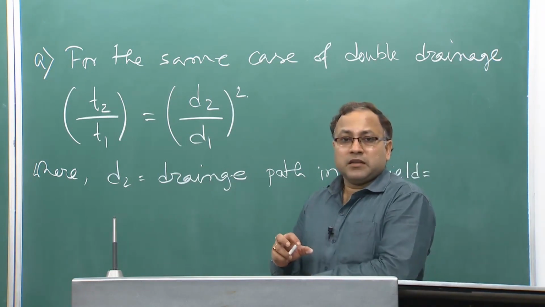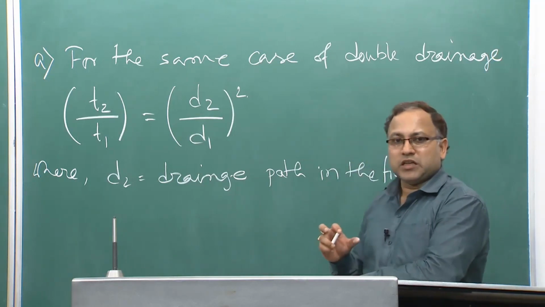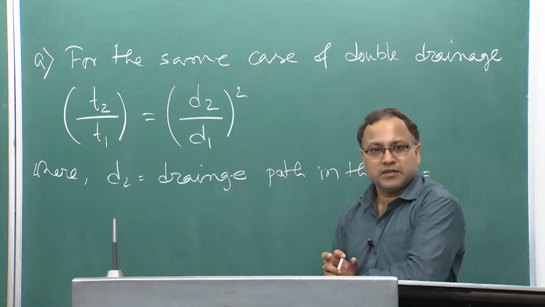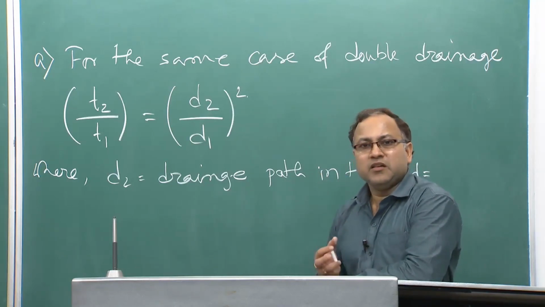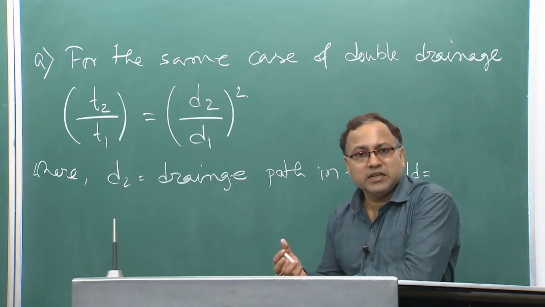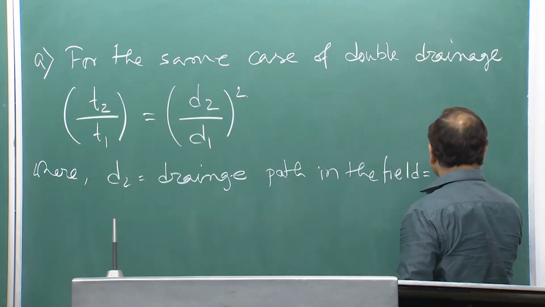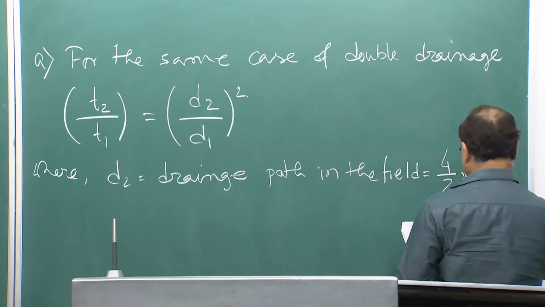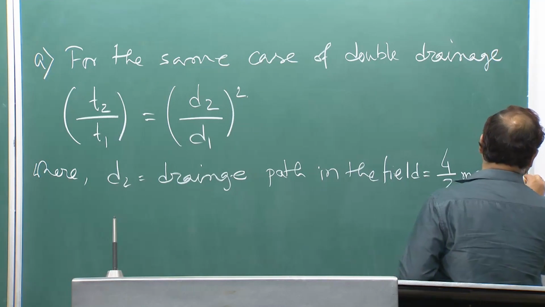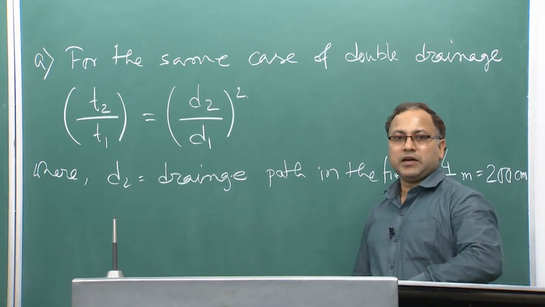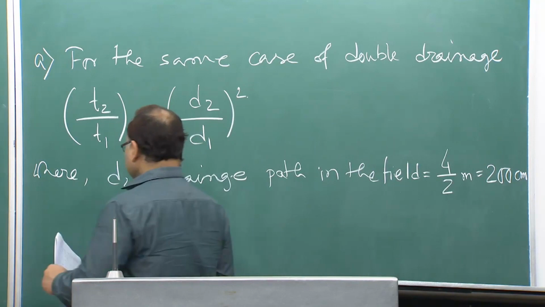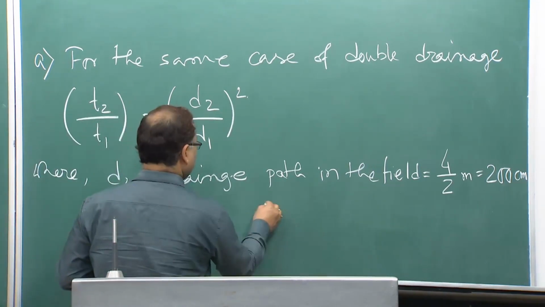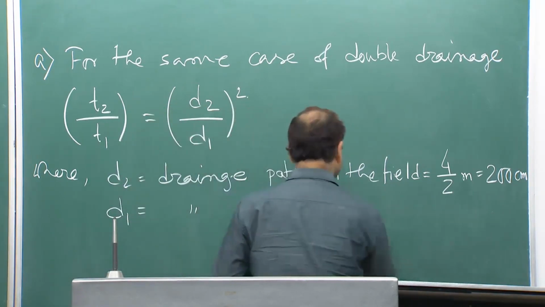The problem says that the thickness of the deposit in the field is 4 meter. So, if you are talking about the double drainage system, then your D2 must be 4 divided by 2 meter, right. Already we have discussed this thing earlier. So, 4 divided by 2 meter, that comes as 200 centimeter. Agreed? Okay.